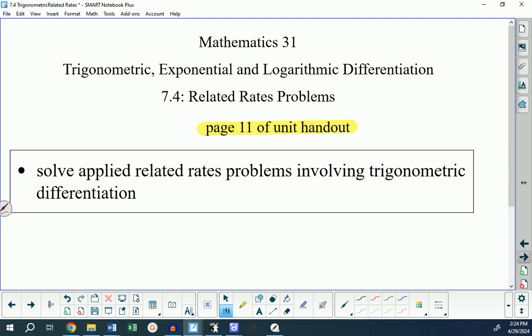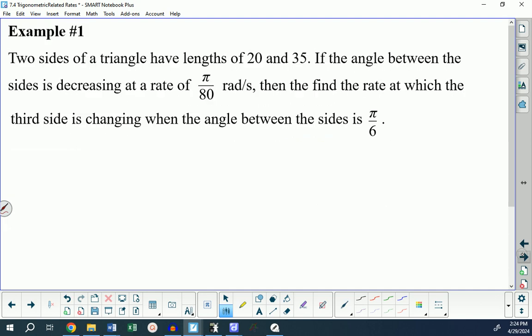So we're going to be solving applied related rates problems that involve trigonometric differentiation. We're going to look at two examples. Two sides of a triangle have lengths of 20 and 35. They could be feet or inches or centimeters or meters or whatever. And the angle between the sides is decreasing at a particular rate. It happens to be decreasing at pi over 80 rads per second.